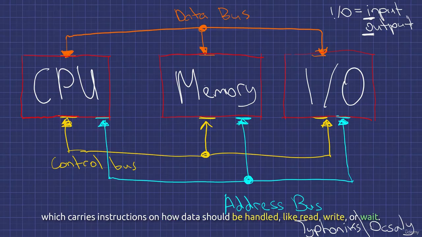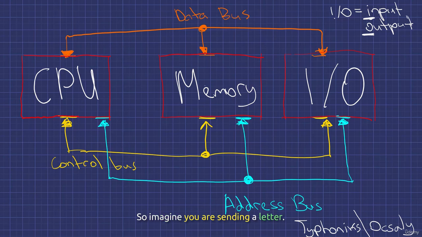read, write, or wait. So imagine you are sending a letter. The address bus tells the post office where to send it. The data bus is the letter itself, and the control bus carries instructions like send it urgently or return to the sender. These buses often share the same physical wires but carry different types of signals at different times. For instance, the PCI Express bus, which you may have seen when installing a graphics card, uses the same lanes for both address and data, but not at the same moment.